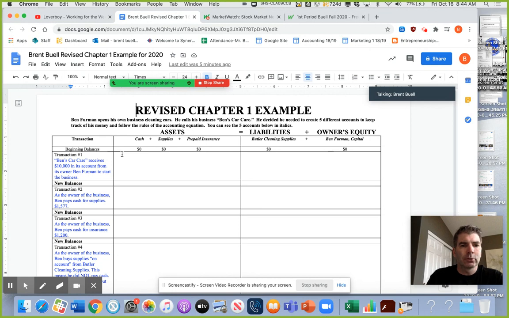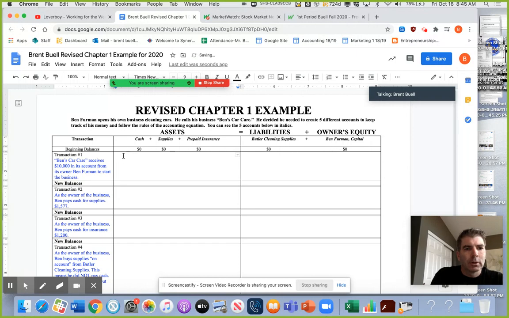So here's how this works. You say Ben's Car Care receives $10,000 in its account. All of these things up here are from the business's perspective, not from his personal perspective. This chart is for the business. So in this example, I want you to put your cursor right here underneath cash.